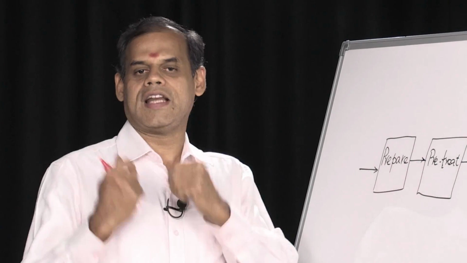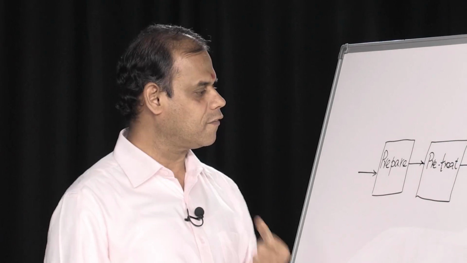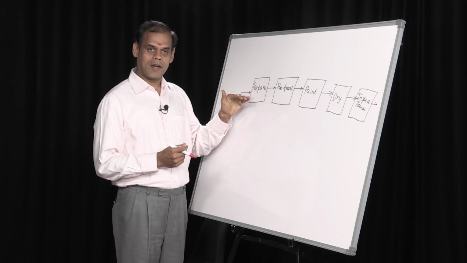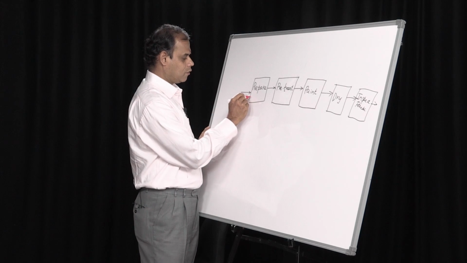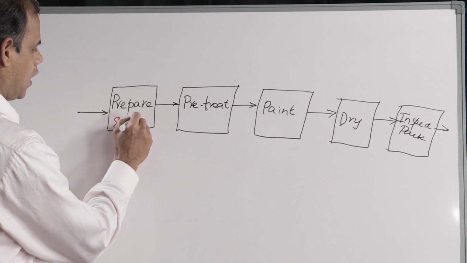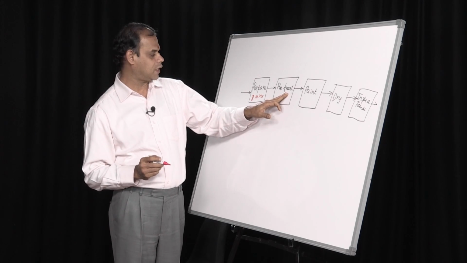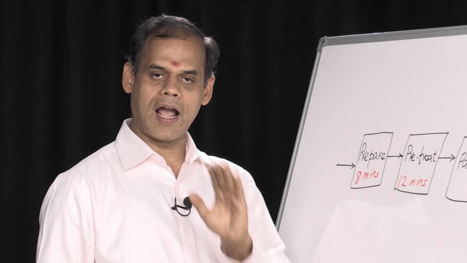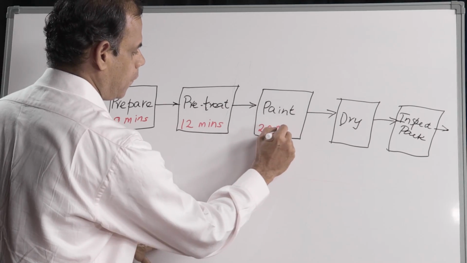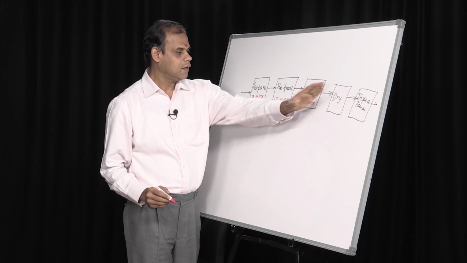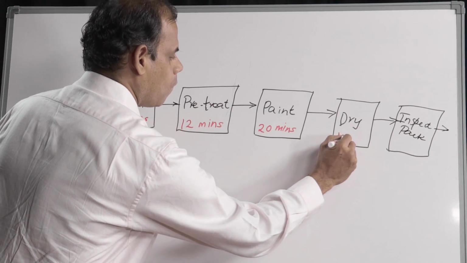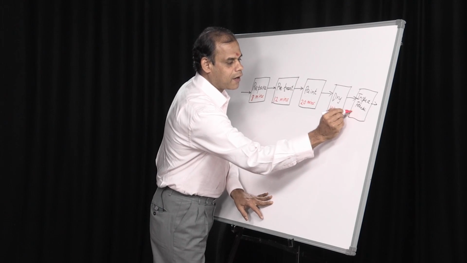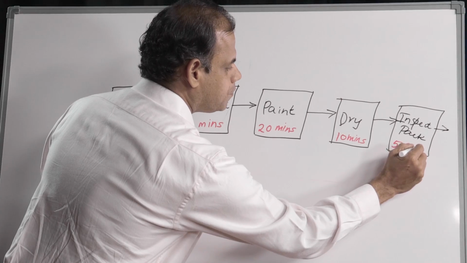Let us look at the process timings now, because that is another piece of information we need. Now, this preparation stage is one in which it takes 8 minutes. So, let me write the duration here, and pre-treatment of the toys takes 12 minutes. Painting takes another 20 minutes. After painting is done, it takes 10 minutes for drying, and finally, it takes about 5 minutes for inspection and packing.